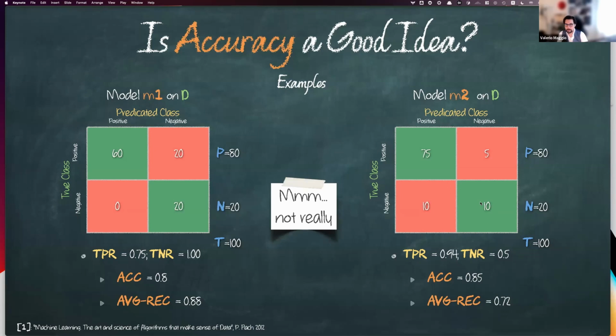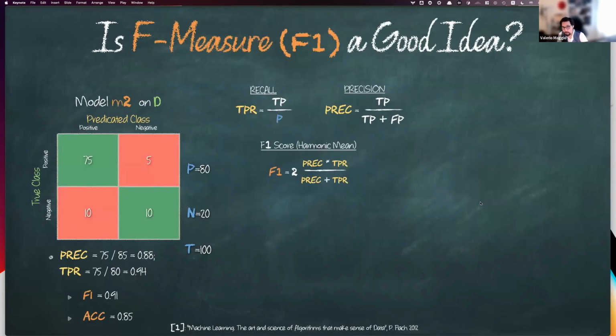So is accuracy a good idea? Probably not really in this particular case. Let's have a look at the F1 measure now. Recall that the F1 measure is simply the harmonic mean of precision and recall. On the left-hand side, we have model M2 performing on D. In this case, we're going to switch the data set, not the model. So we fix the model now, and we change the data in this particular example.